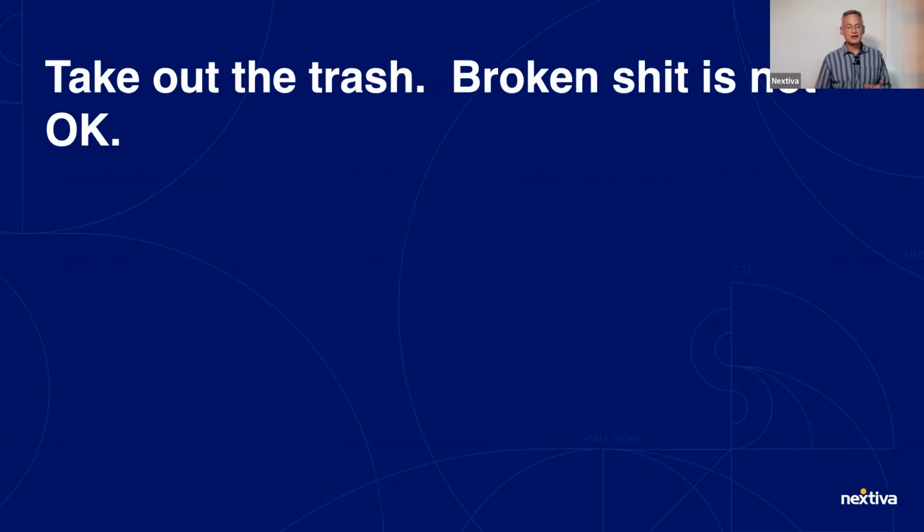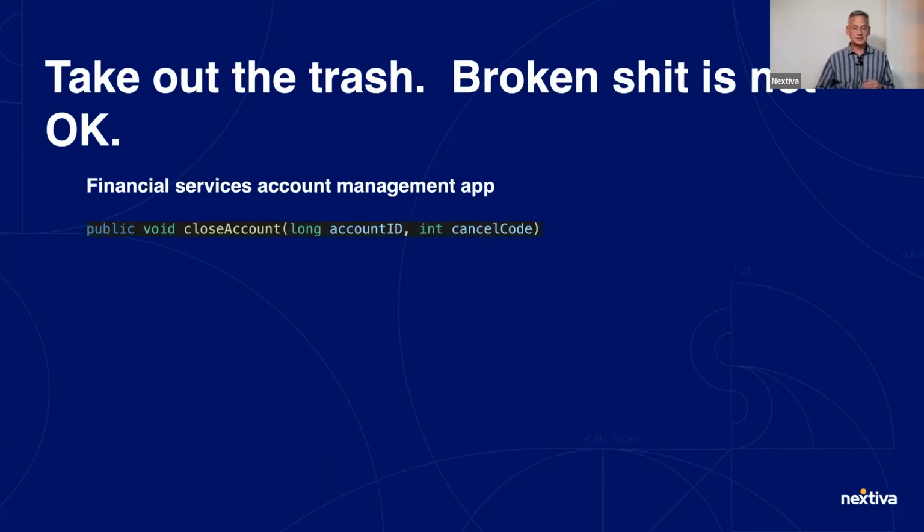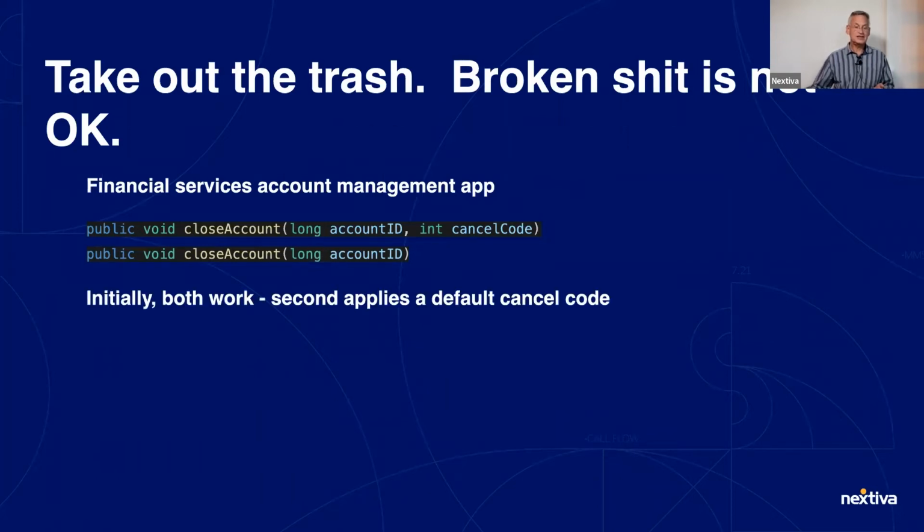Okay, so this is an example that hit me personally. I was a newbie way back when I was a pup. Okay, you've got a financial services account management application. It has a close account method in some module that takes an account ID and a cancel code. So you want to cancel an account, you provide both of those. It also has a version that uses a default cancel code. So you don't provide the cancel code and it just does it. Initially, they both work. The second one applies the default, everything's cool.